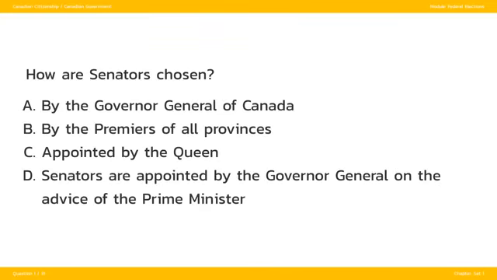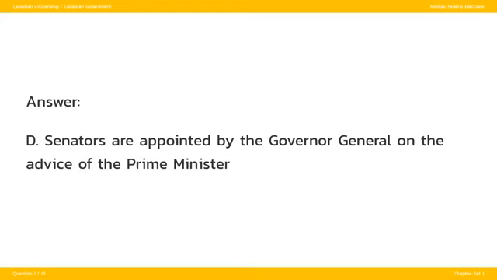How are senators chosen? A. By the Governor-General of Canada. B. By the Premiers of all provinces. C. Appointed by the Queen. D. Senators are appointed by the Governor-General on the advice of the Prime Minister. The answer is D. Senators are appointed by the Governor-General on the advice of the Prime Minister.